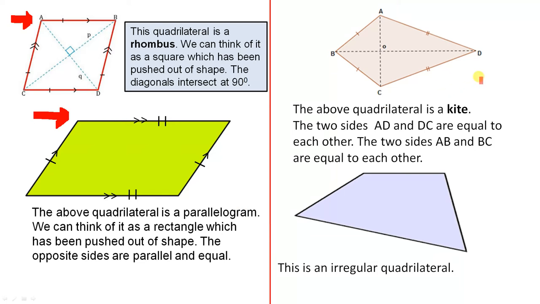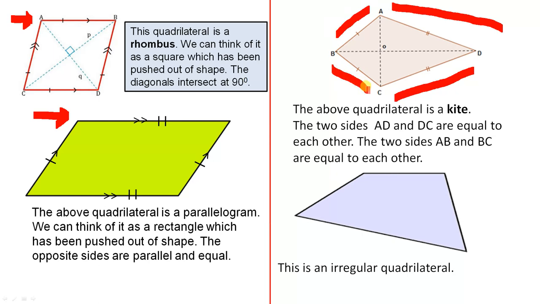The above quadrilateral is a kite. The 2 sides AD and DC are equal. So that side is equal to that side. And the 2 sides AB and BC are equal. This is an irregular quadrilateral. So that's a 4-sided figure where the sides and angles are not equal.